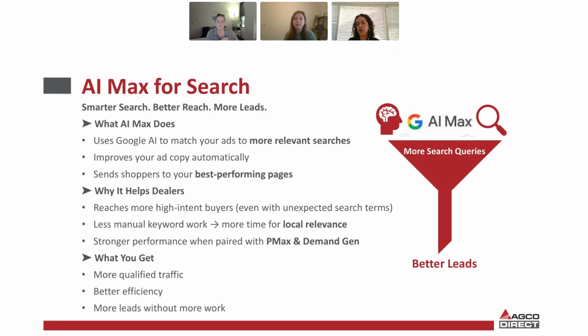There are lots of different options with AI Max for search. This sends shoppers to your best performing pages. That is also something that we can turn off or on. And it's helpful because it helps you reach more high intent buyers, so people that you might not be targeting with your regular search terms. Google AI Max is going to help find people. Oh, we think that they're searching for this specific piece of equipment, or we think that they're asking about this. We can kind of help find those people as well.